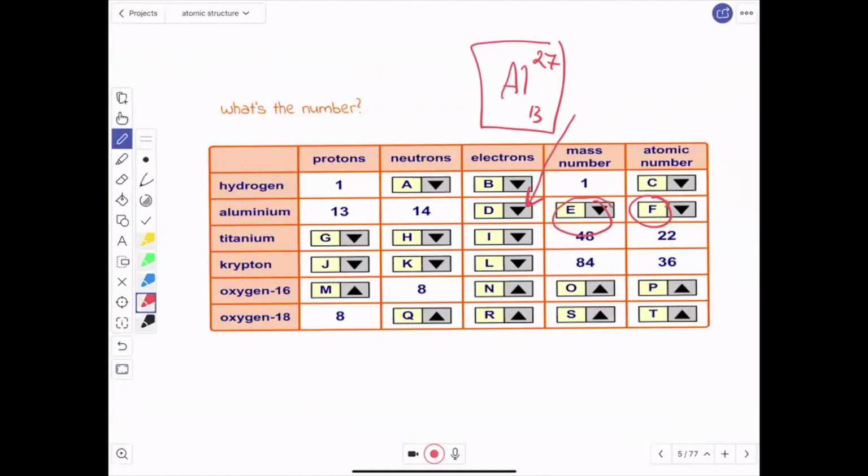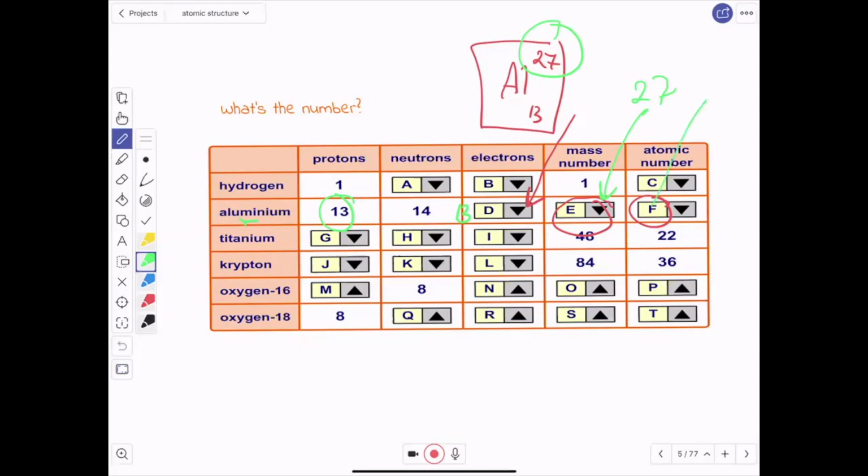D is 13. D is gonna be 13. That's good. That's because it has the same number of protons. It's not an ion. What about E? 27. 27, good, because it's mass number. And atomic number is gonna be? 13. That's 13, good one.